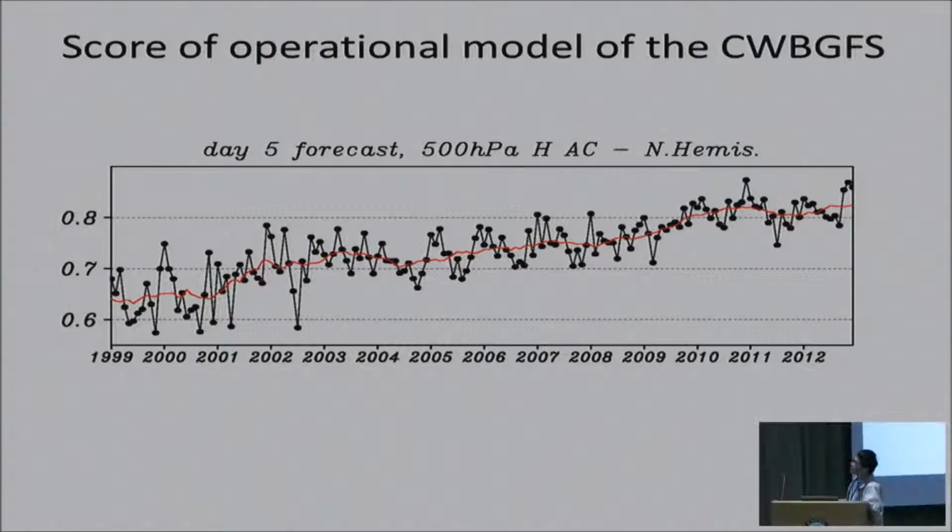This figure shows the score of the operational model of the CWB GFS. This is the 500 millibar height anomaly correlation in the Northern Hemisphere from 1999 to 2012. The red line is the running mean of the monthly data, so you can see the tendency is going up.